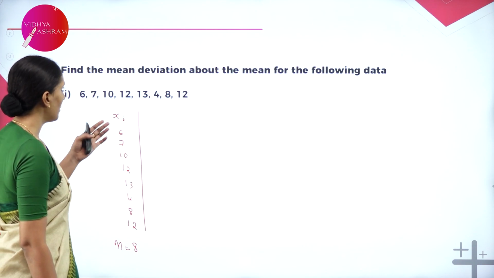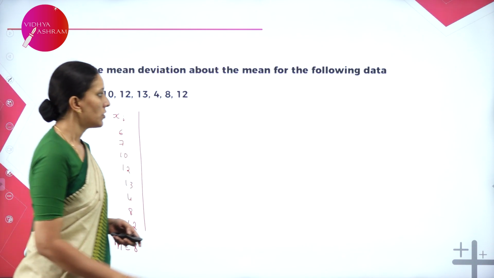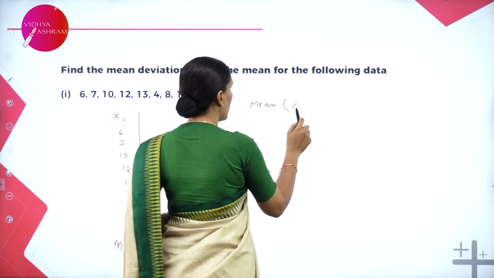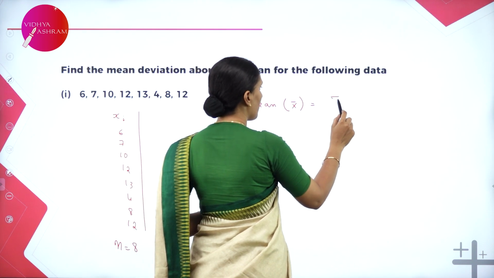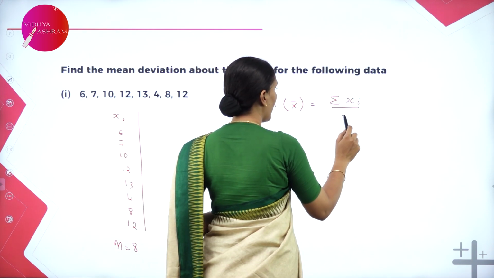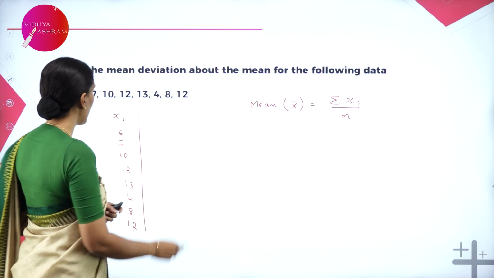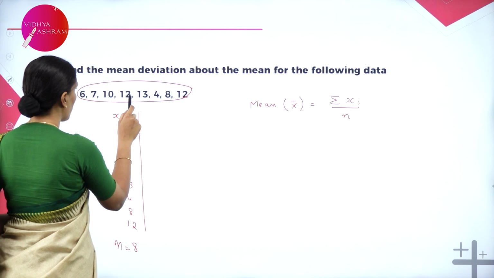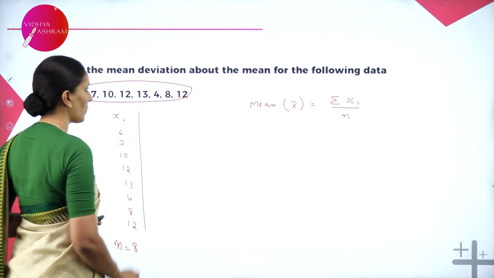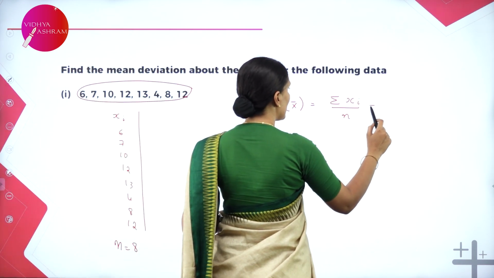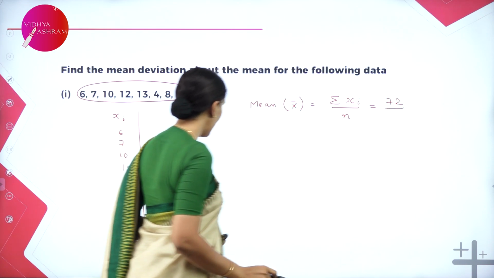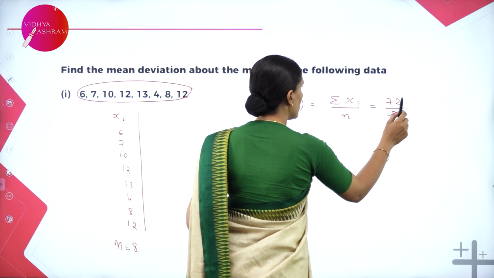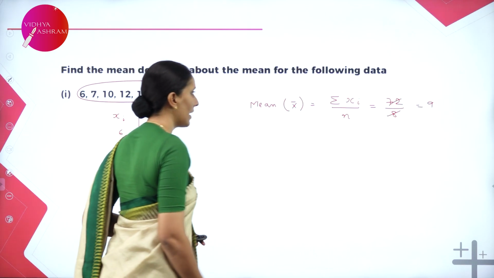Now, how to calculate the mean deviation with the help of mean? First, we need to calculate the mean, that is x bar. We know that mean is always the summation of observations divided by the total number of observations. So, when you add all these observations, that is 6 plus 7 plus 10 plus 12 plus 13 plus 4 plus 8 plus 12, you will get the value as 72. Divided by the number of observations, here 8. So, we got x bar as 9.